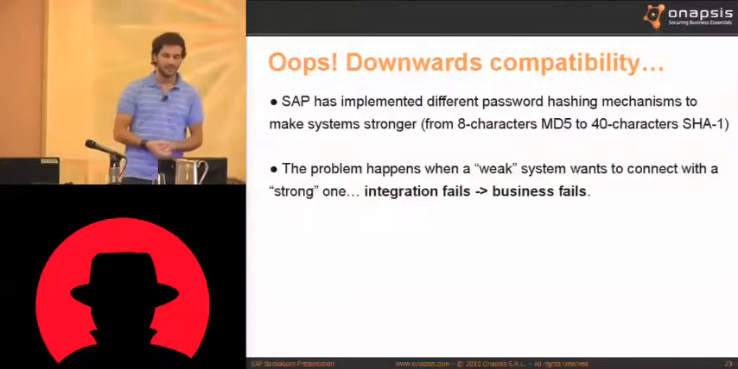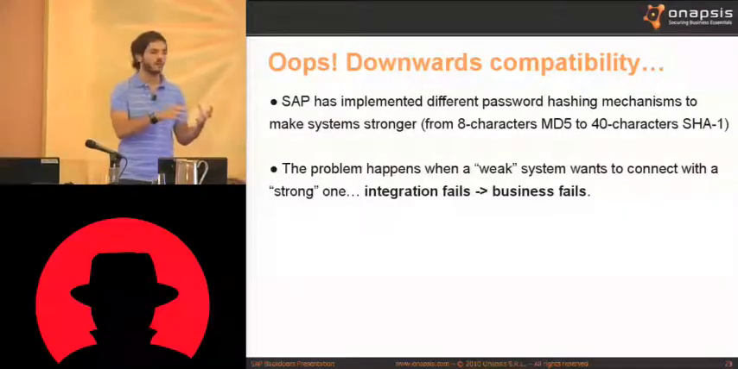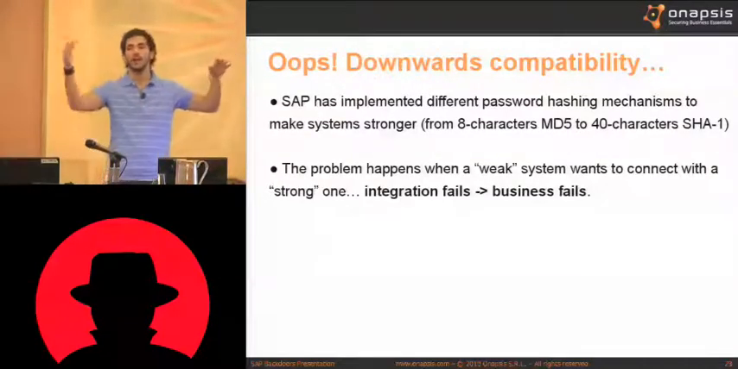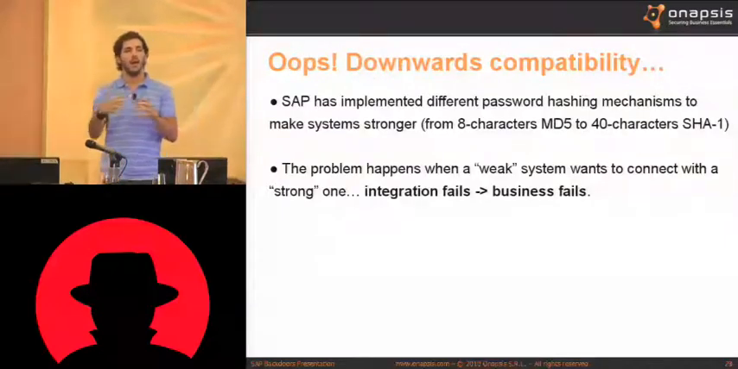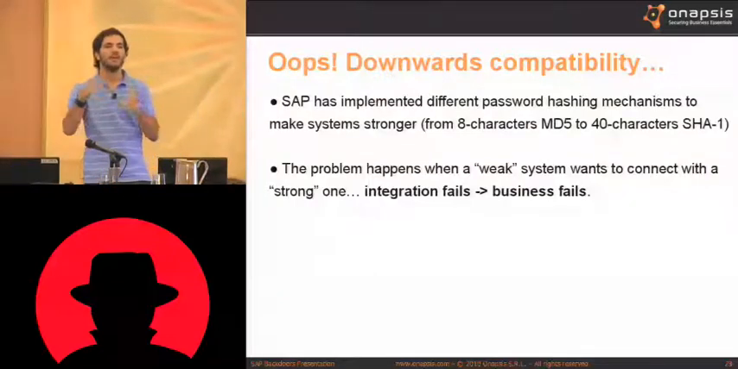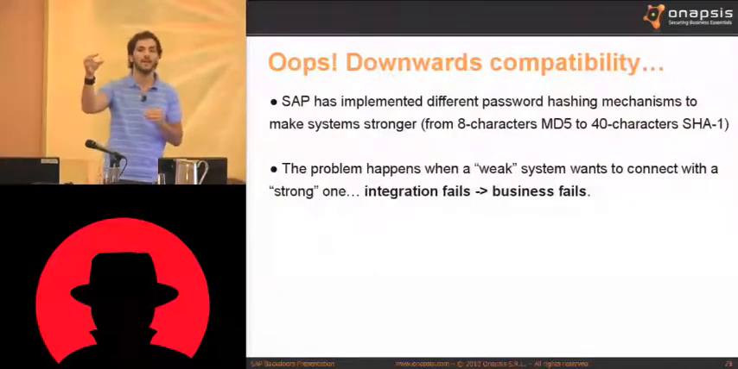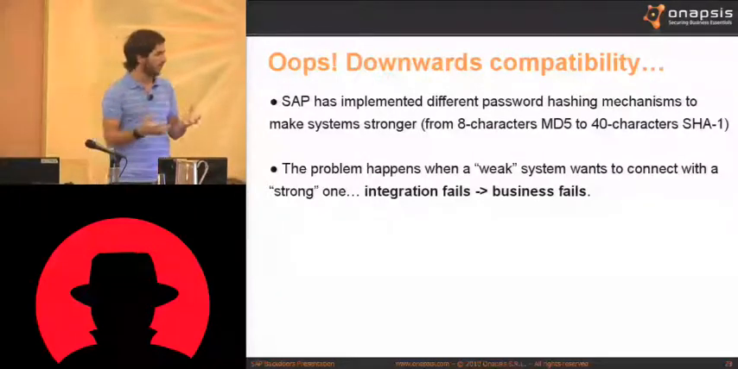The problem is that when an old system that doesn't support the newer hashing mechanisms wants to integrate, wants to connect with a new system, integration will fail because it doesn't understand the new hashing mechanisms. So integration fails, you cannot connect your systems, and your business fails.